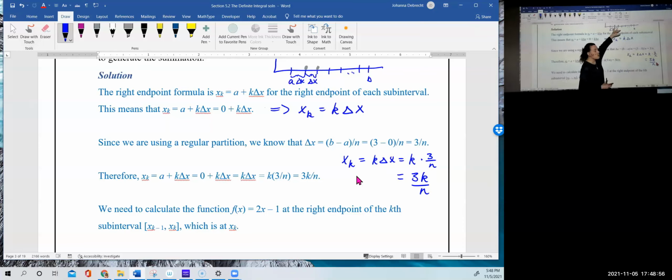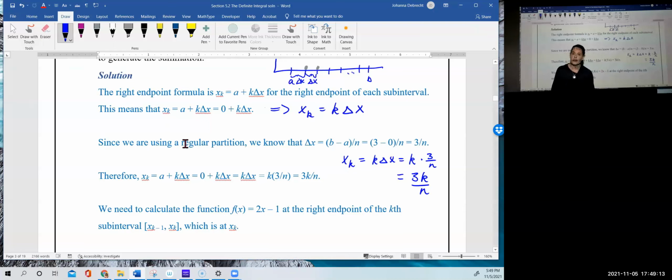So if k is 1, that's the end of the first one, which would be at 3 over n. When k is 2, that would be at 6 over n. And k is 3, k is 4, and so on. We can actually compute the value of those right endpoints.